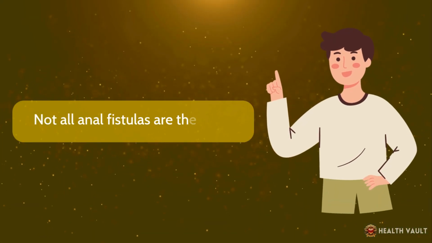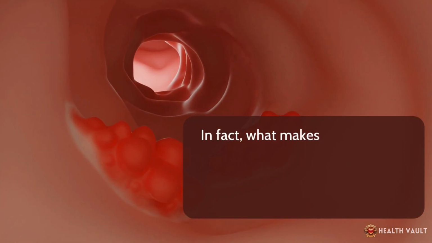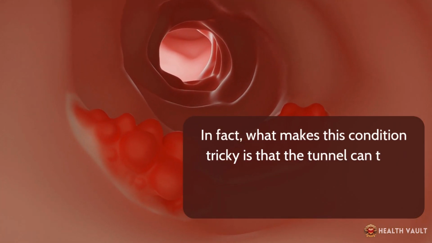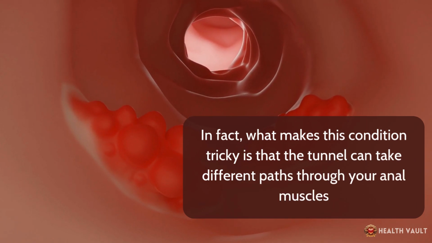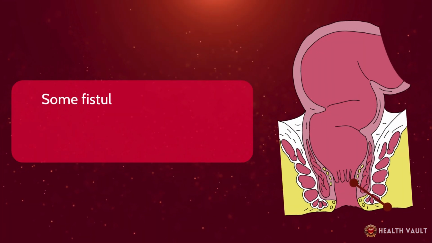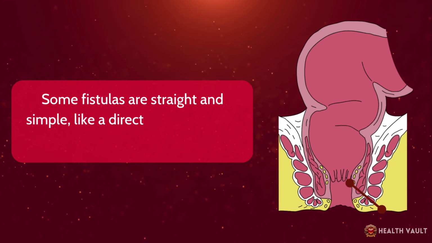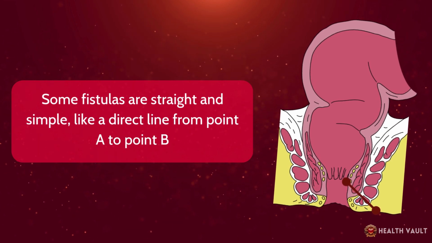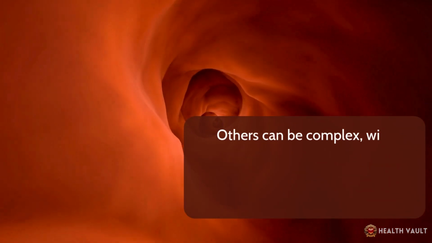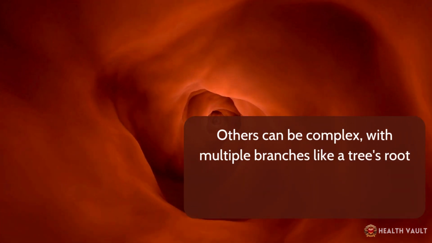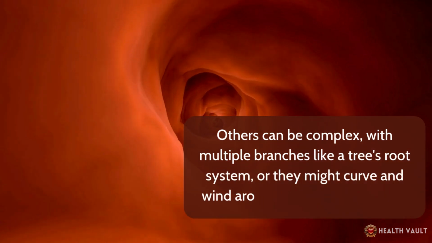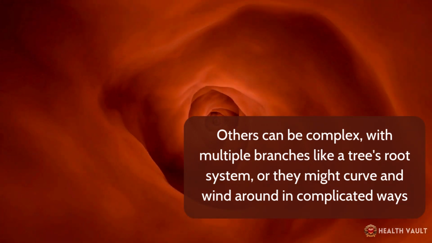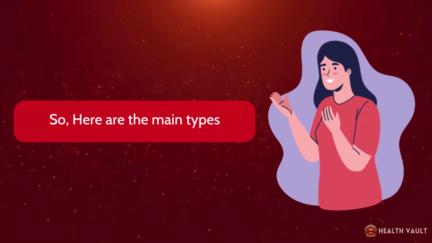Types of anal fistulas. Not all anal fistulas are the same. In fact, what makes this condition tricky is that the tunnel can take different paths through your anal muscles. Some fistulas are straight and simple, like a direct line from point A to point B. Others can be complex, with multiple branches like a tree's root system, or they might curve and wind around in complicated ways. So, here are the main types.